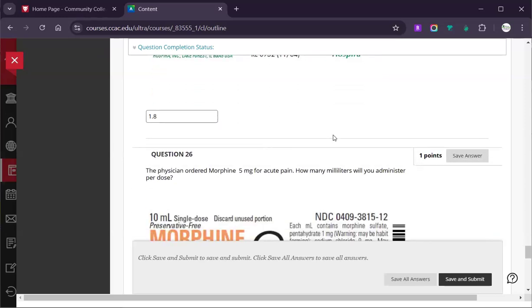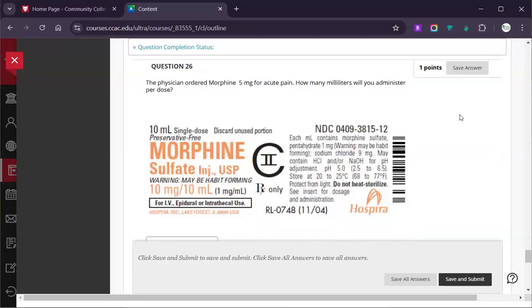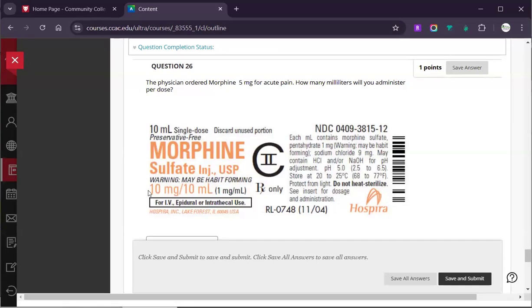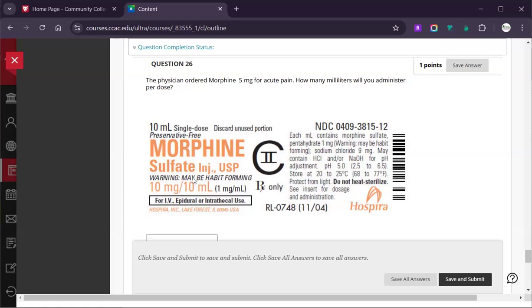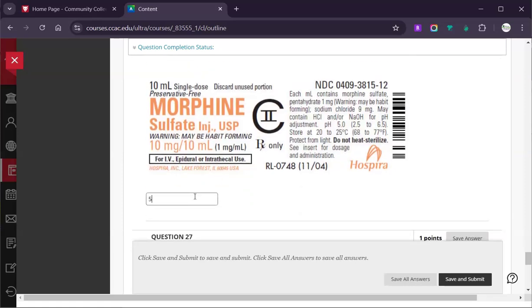I think there's 2 more questions. Another morphine question. This time it's available as you'll see 10 milligrams per 10 mL, and then in parentheses, it gives you the reduced same concentration of 1. So if it's 1 milligram per milliliter and the order is 5 milligrams, then the answer is just 5 mL.